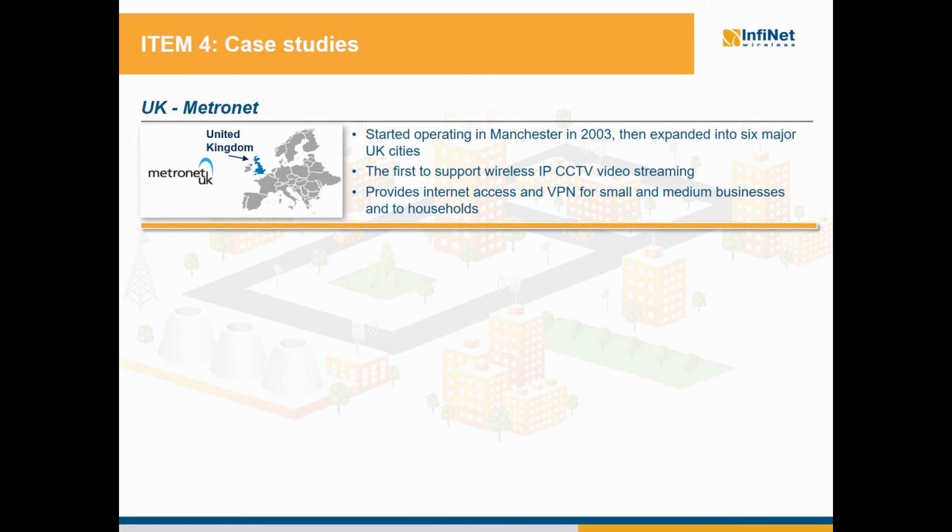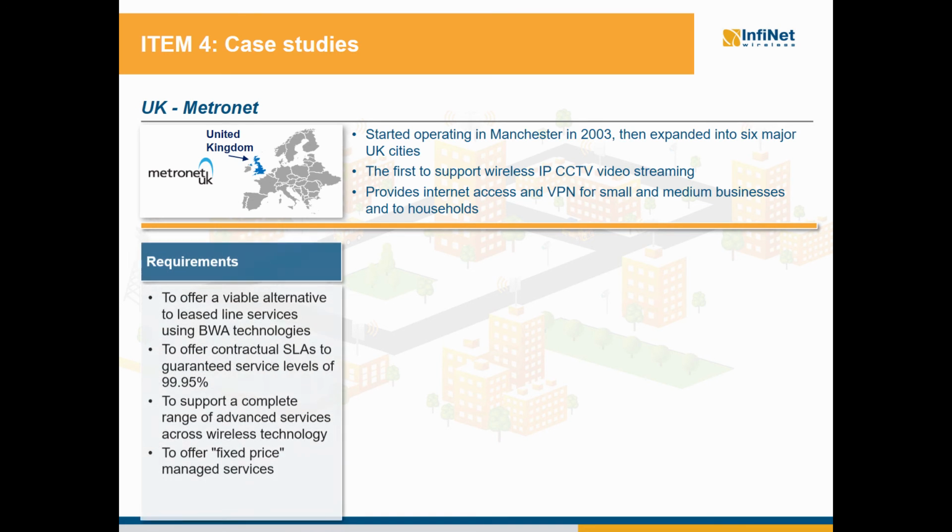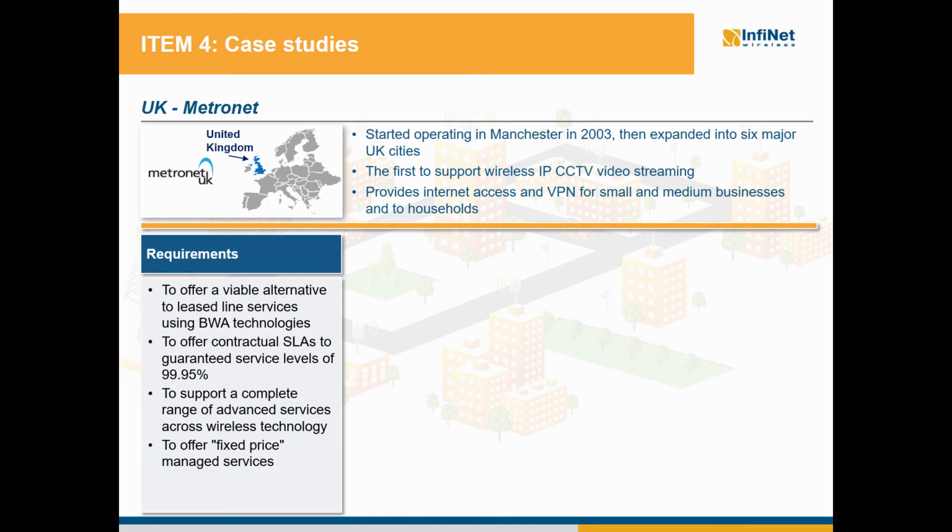It is now time for presenting some success stories out of the multitude of deployments using Infinet units. We begin with Metronet UK, which initially started operating in Manchester and then expanded to other 6 major cities. Their focus is in offering IPCCTV video streaming and providing internet access and VPN for small to medium businesses and to households.